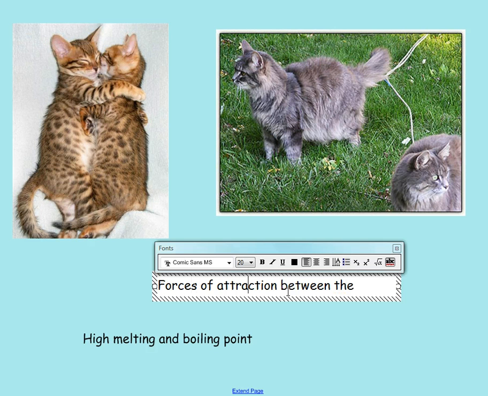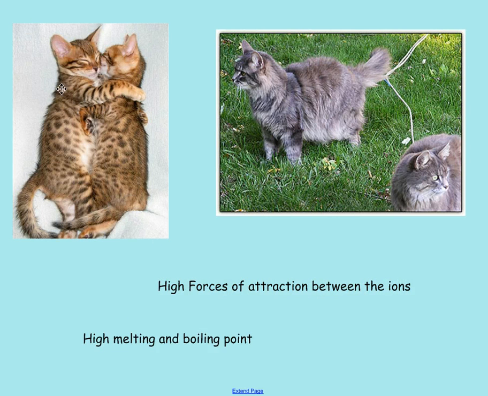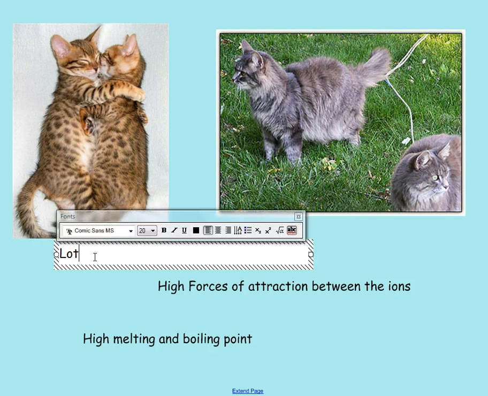What's that got to do with cats? Well, here we go. Here I've showed you a picture. These are like ionic compounds. These are the ions. They love each other. It would take a lot of energy to pull these apart. You'd need to pull them apart, and they don't want to come apart. So a lot of energy needed to overcome those forces of attraction.